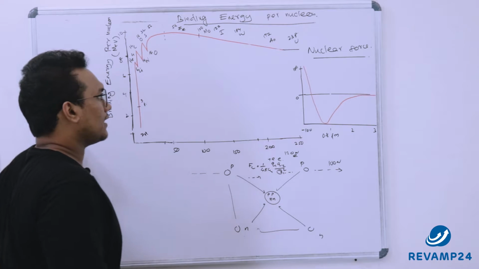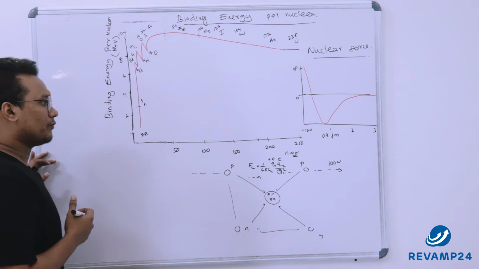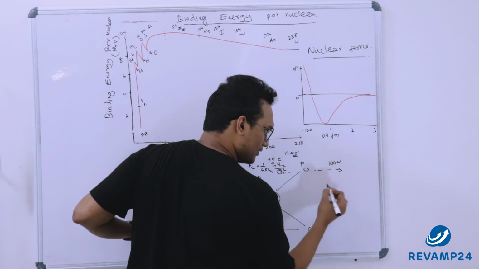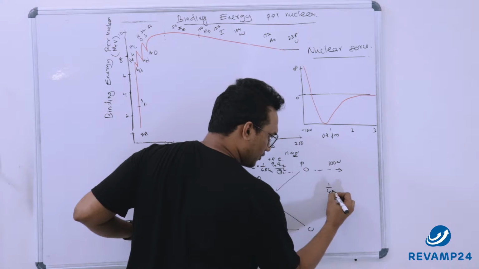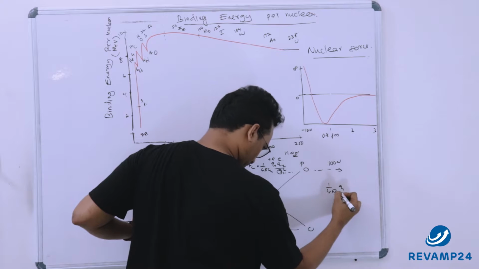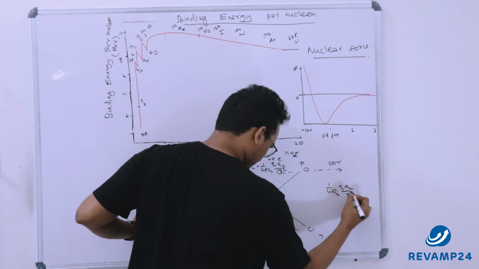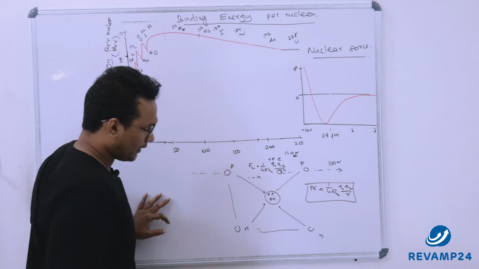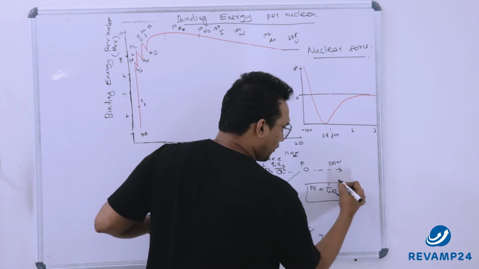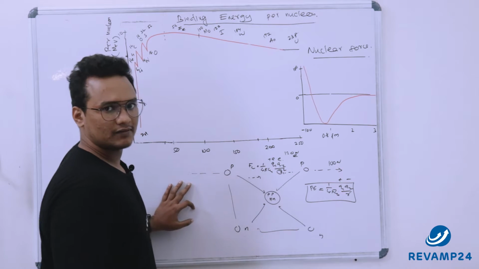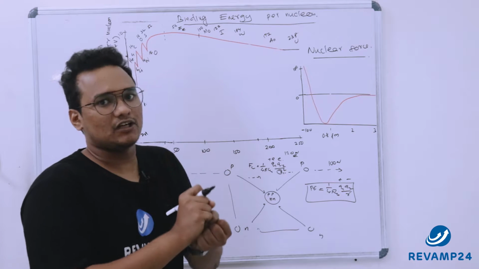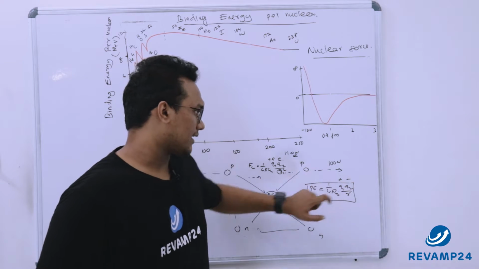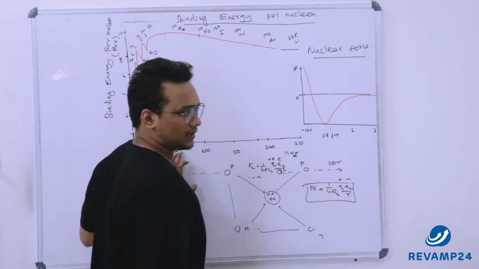What is the meaning of a negative potential energy? Just take an example, 1 by 4 pi epsilon 0 Q1 Q2 divided by R. This is the equation we have learned for potential energy. Now if one charge is positive and another is negative, then we know that it is an attractive force. But what will happen to the potential energy? Positive and negative, the potential energy will become negative.